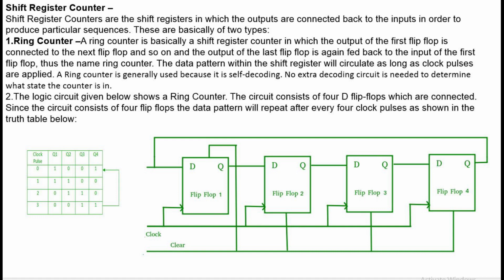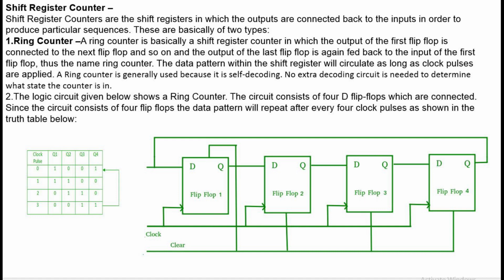Ring counter. A ring counter is basically a shift register counter in which the output of the first flip-flop is connected to the next flip-flop and so on, and the output of the last flip-flop is again fed back into the input of the first flip-flop. Thus the name ring counter. The data pattern within the shift register will circulate as long as clock pulses are applied.